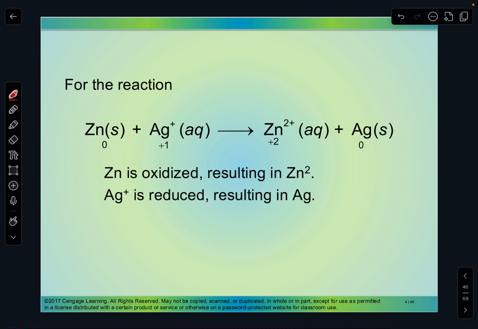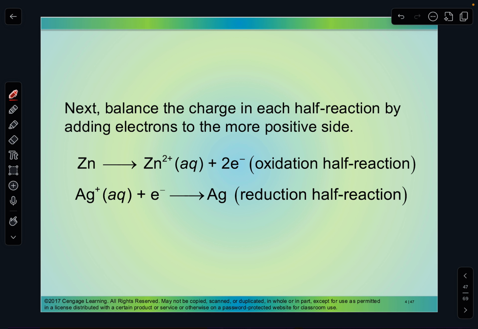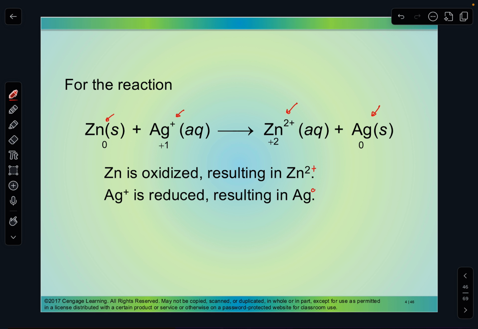Okay. And so if we were going to do this reaction, we have zinc plus silver going to zinc 2+ plus silver 0. Zinc is oxidized, resulting in zinc 2+, and silver is reduced, resulting in silver with a 0 charge. And so let's draw the half reactions for this. So I'll go back here so we can see them. But what you want to do is isolate one of the reactants and its product, and then apply the half reaction rules.